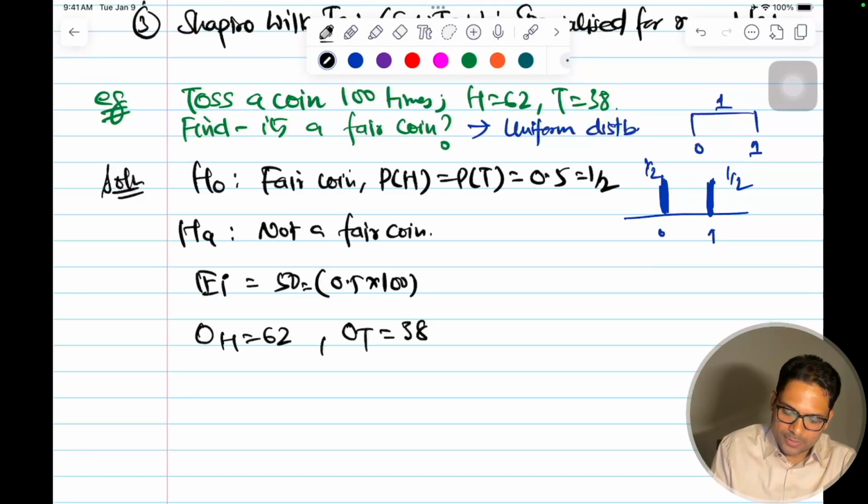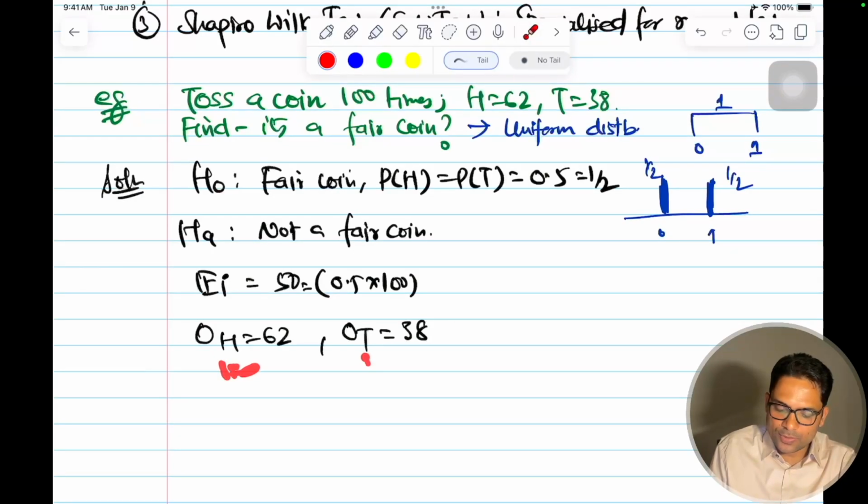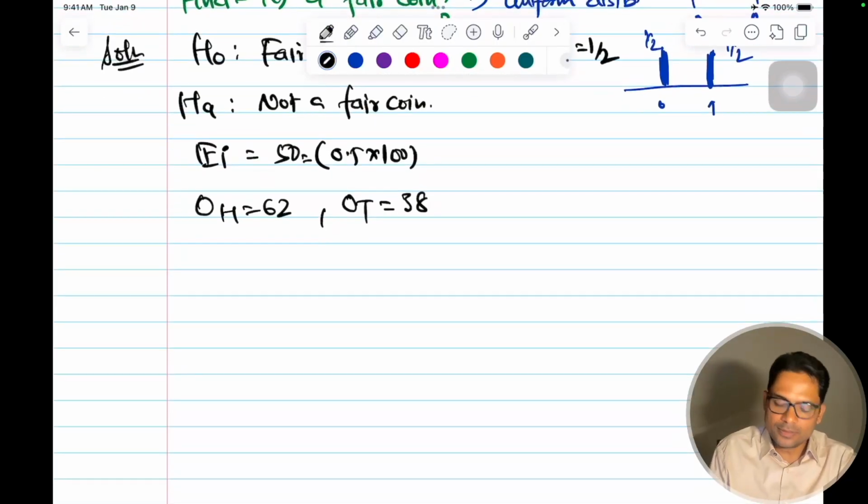This is the value, right? So we have two categories here, I equal to 1 and I equal to 2. These are the two categories, and these are the two observations. Now let's put it to the chi-square test.